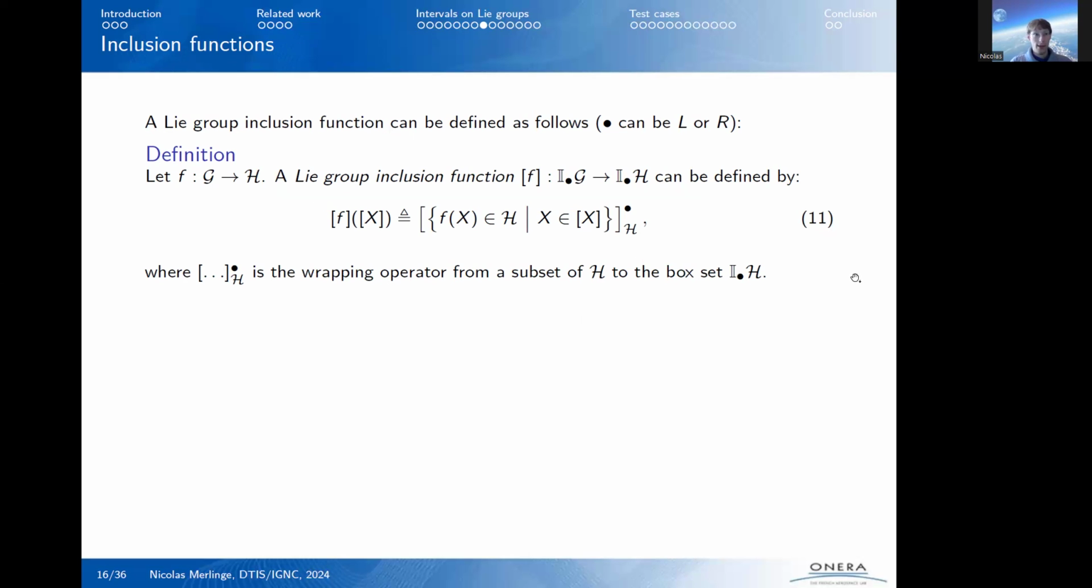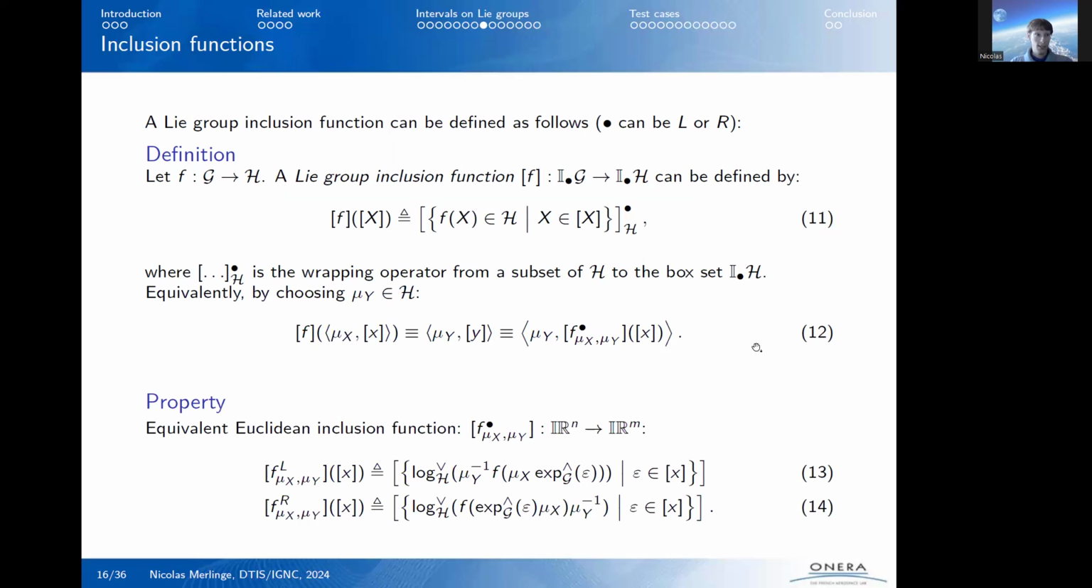So using the exponential mapping, just using the definition of boxes, I can replace X and the output of the inclusion function by the notation of the boxes with an origin in the groups and Euclidean box as a Lie algebra domain. And so it's just rewriting equation 11, and provided that I choose an output origin in the output group of the function, I just have to express what the algebra domain is in terms of inclusion function, and I can define it as a Euclidean inclusion function that I call the equivalent Euclidean inclusion function, that is the Euclidean counterpart of the Lie group inclusion function.